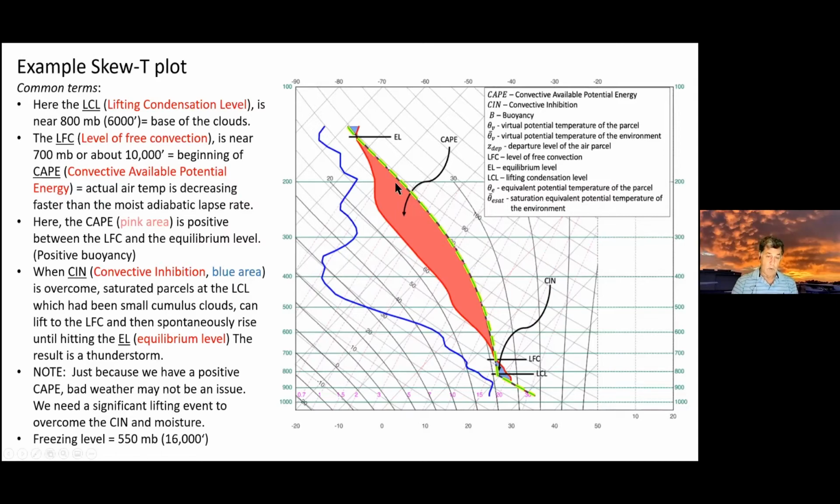And this will stay unstable. This pink area, all this pink area is unstable all the way up until the equilibrium level, where all of a sudden now it's cooling. It's still following the moist adiabat line, but it's cooling. And it gets to the point where it's now colder than our environment, and so we don't have any more lifting. This would be where the thunderstorm would top out. The thunderstorm wouldn't want to go any higher than this, because this is literally like a little inversion that's stopping the thunderstorm from developing. So this area here, this CAPE, is called the convective available potential energy.